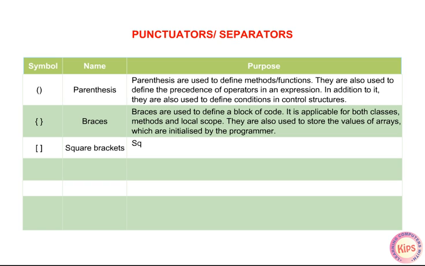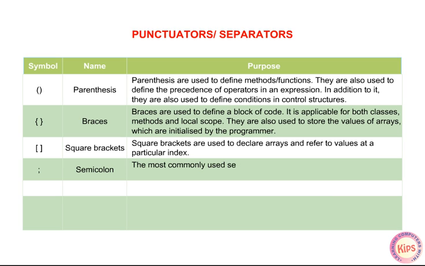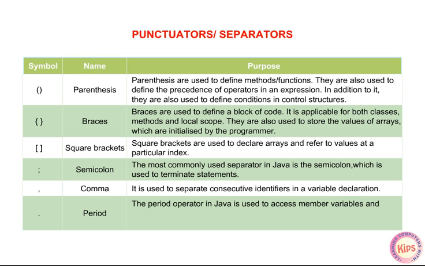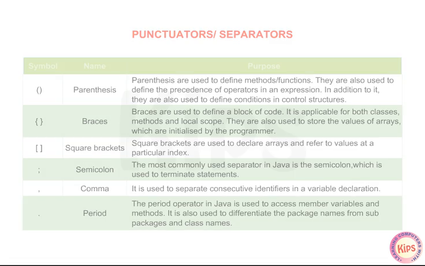Square brackets. Square brackets are used to declare arrays and refer to values at a particular index. Semicolon. The most commonly used separator in Java is the semicolon, which is used to terminate statements. Comma. It is used to separate consecutive identifiers in a variable declaration. Period. The period operator in Java is used to access member variables and methods. It is also used to differentiate the package names from subpackages and class names.